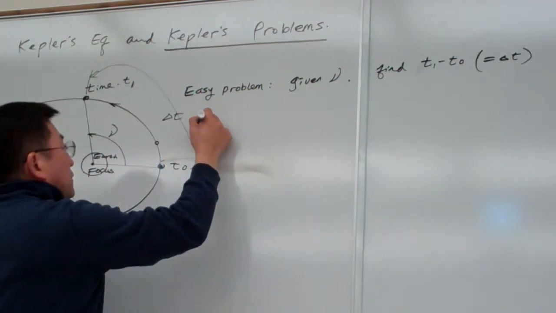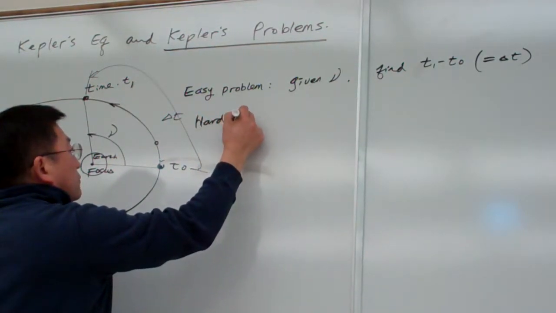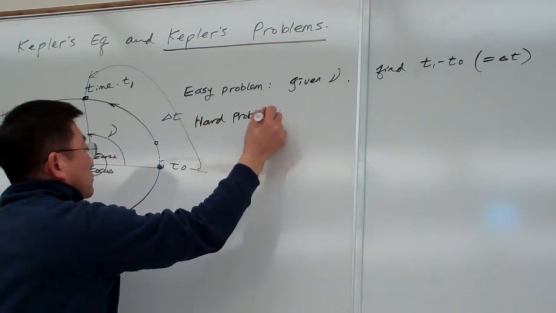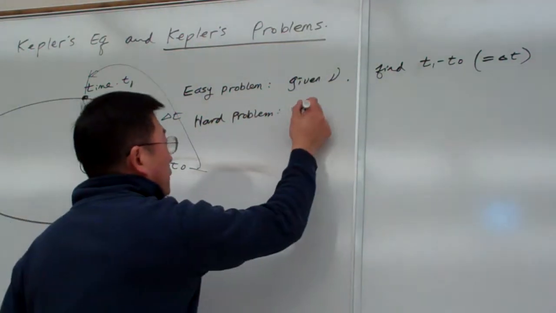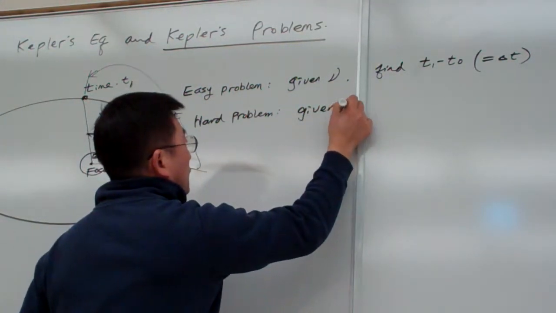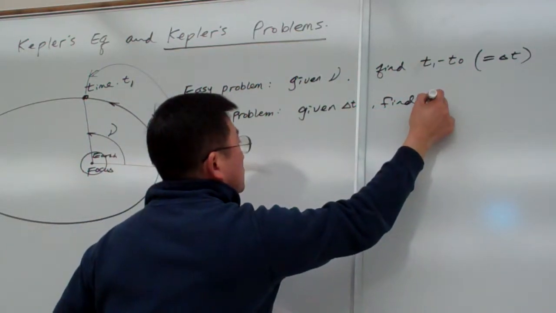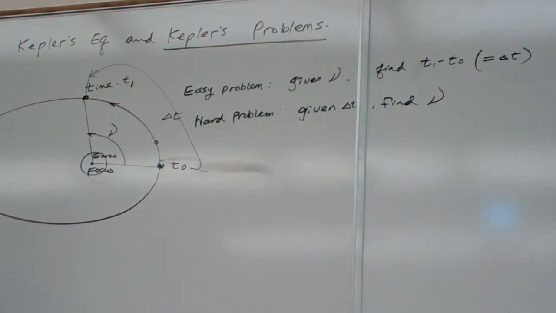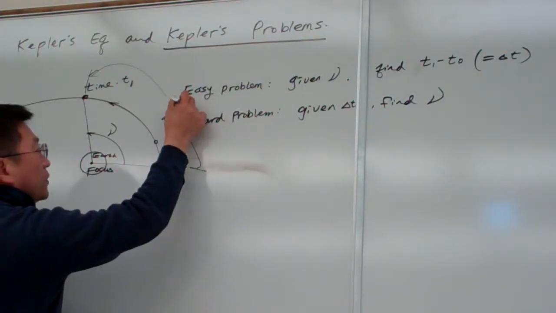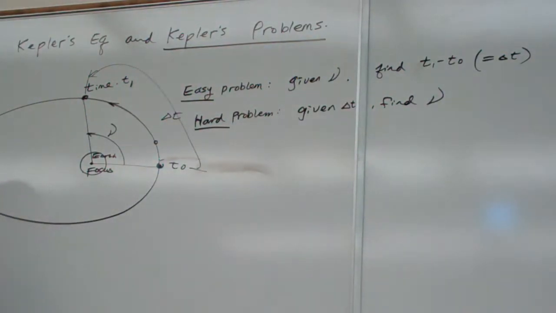And the hard problem is, given delta T, we're going to find the true anomaly. Okay, and I'm going to show you why people define it as easy and hard.